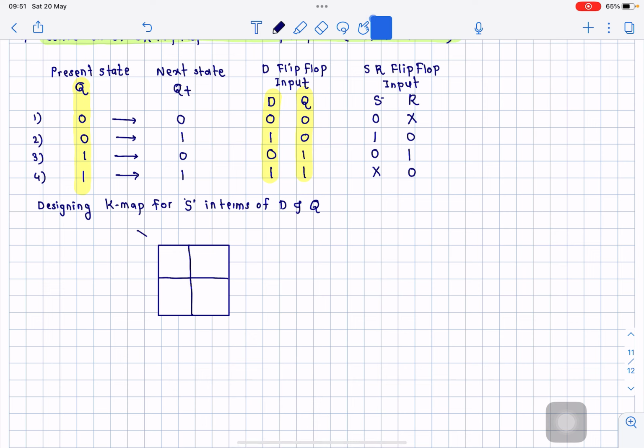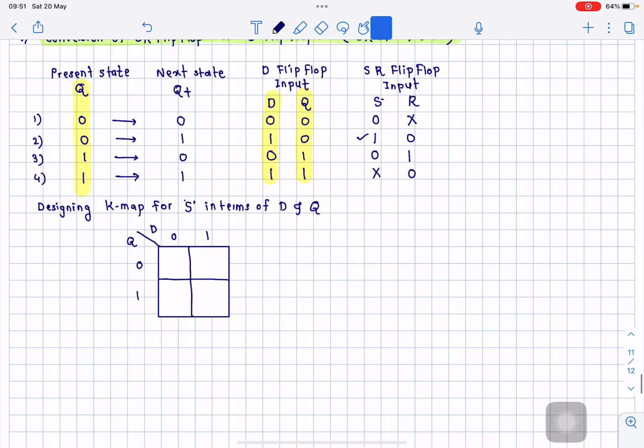So we are writing K-map for S in terms of D and Q. Let us take D over here and Q over here. This is 0, this is 1, this is 0, this is 1. So we want to write in terms of S. S is going to become 1 when D is equal to 1 and Q is equal to 0, which means here, right?